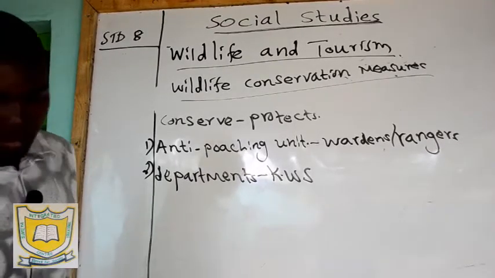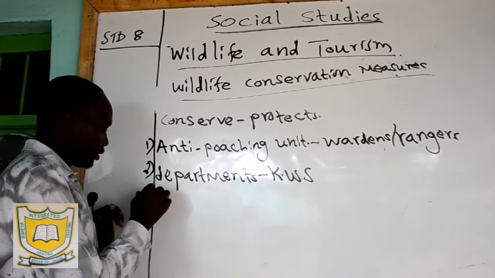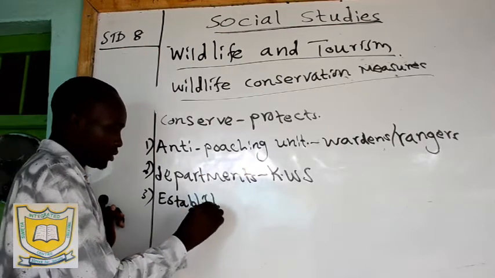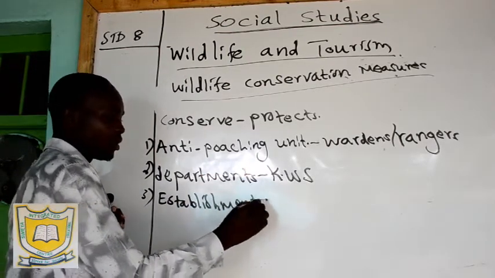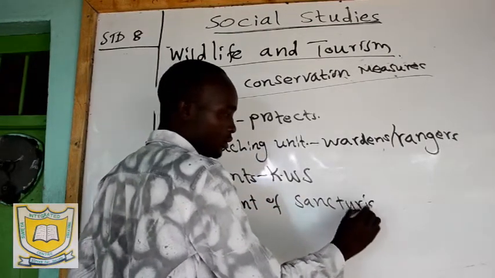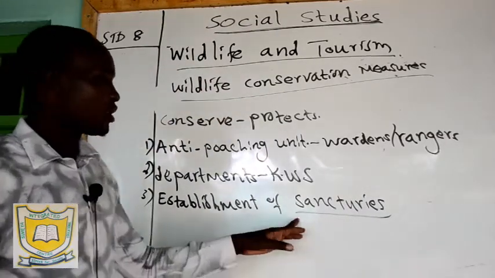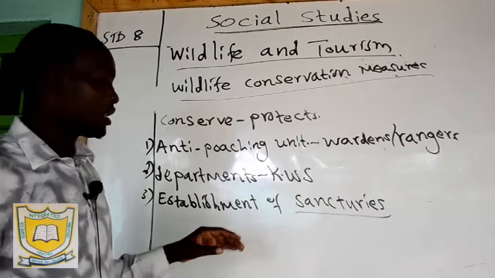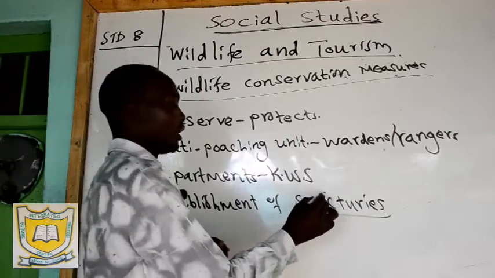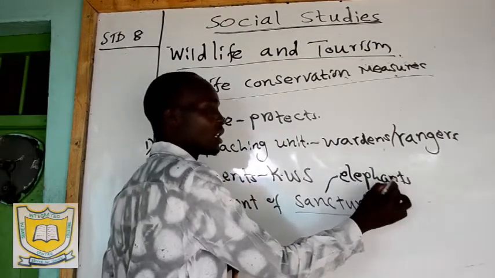And then number three, we have the establishment of sanctuaries. A sanctuary is where we put the endangered species, one type of animal. For example, endangered species are the ones that are killed most of the time. Endangered species like the elephant, because they are killed and their tusks are taken away.